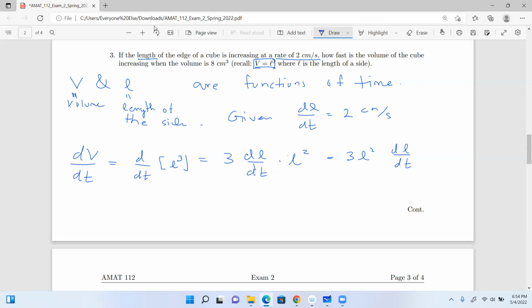So now when V is 8 cubic centimeters, we can use this formula right here to find out what L is. L cubed will be 8 cubic centimeters. So that means if you take the cube root, L has to be 2 centimeters. And then we can now just plug that into this formula here to find the rate at which the volume is changing. So the rate at which the volume is changing is going to be 3 times L.